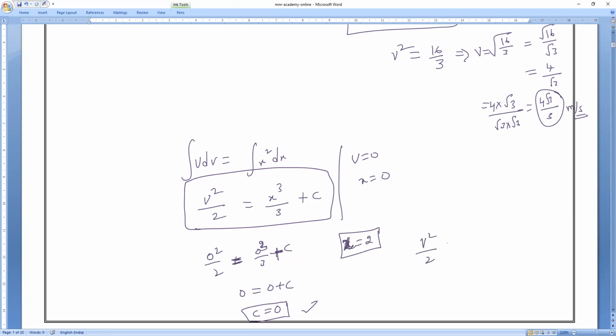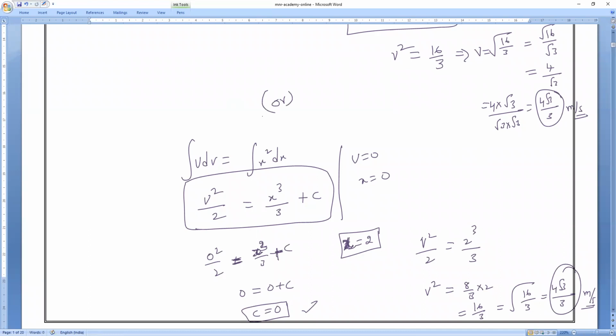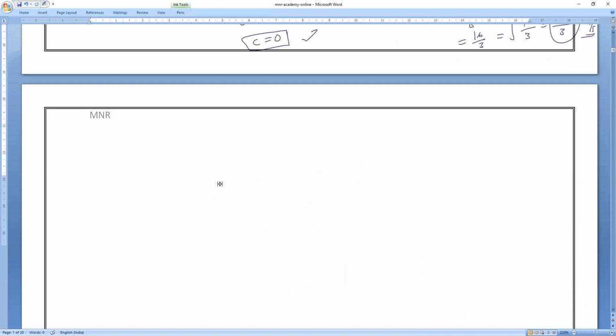Then v square by 2 is equal to 2 cube by 3. Guys, please remember that x here is 2. Then v square is equal to 8 by 3 into 2, which is equal to 16 by 3. From here onwards, we know the story, which is equal to 4 root 3 by 3 meter per second. Everybody is clear? That is what we did in yesterday's class. So you can follow this method or another method, whatever is convenient for you. Is it okay, Asvita, Mani and Samaya?